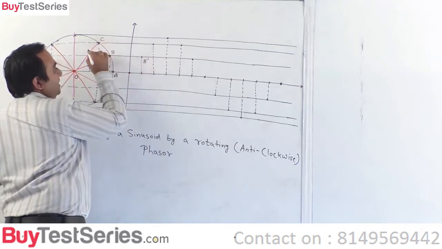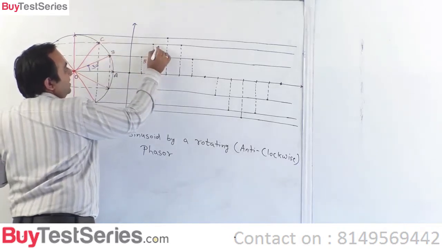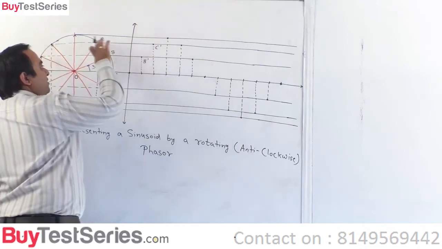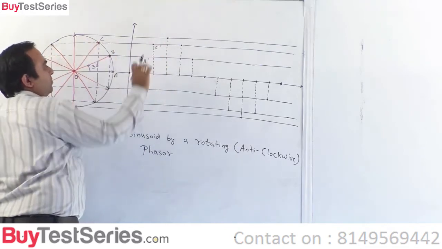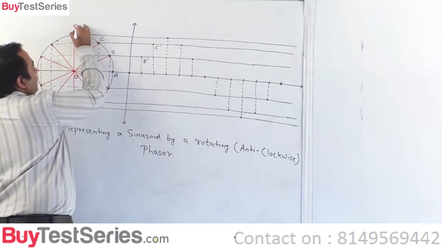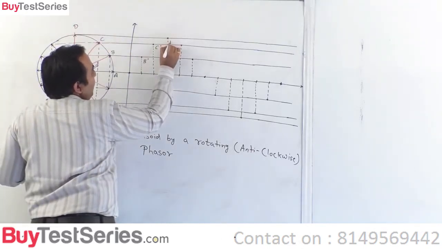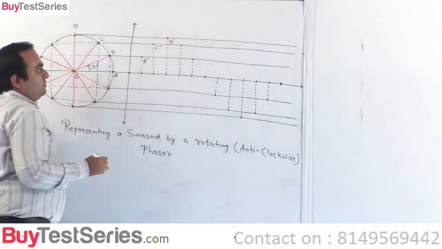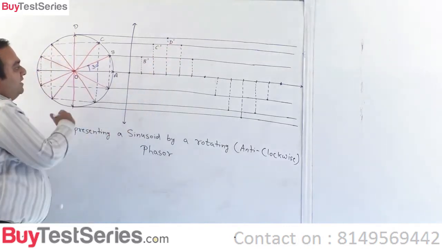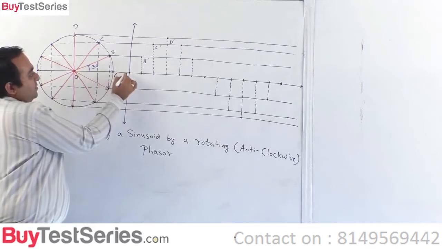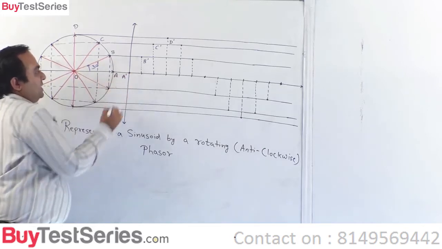Similarly, this point is C. Its vertical projection is C dash. So this is the vertical projection of the phasor. This is say point D, so that this point becomes D dash. Alright, and then we can continue this exercise further. This is the projection of A, let me call it A dash.